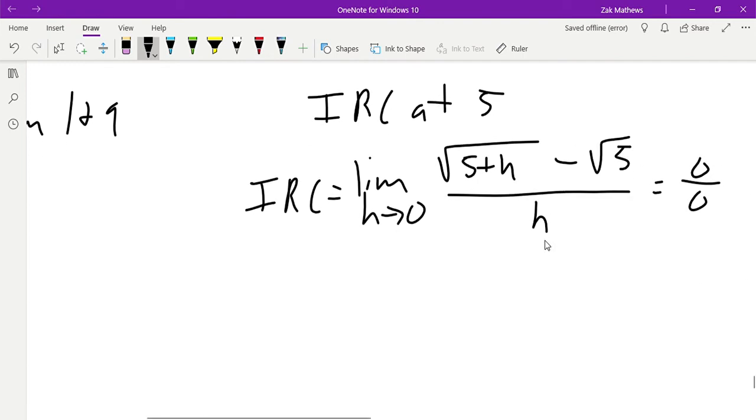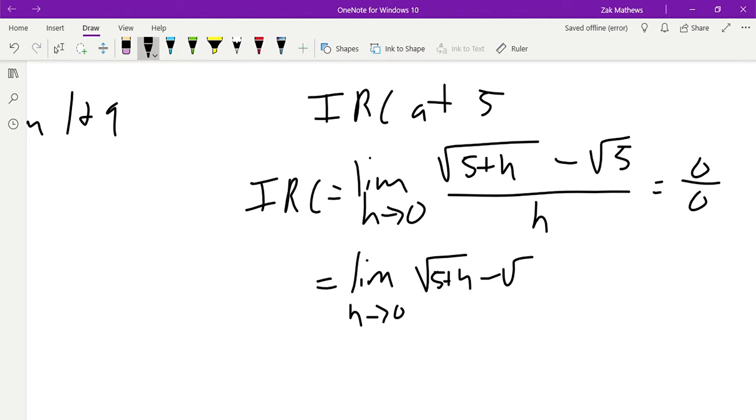And so for a problem like this, what we can do is we can always rationalize the numerator. Kind of our trick when we have square roots involved and we're getting 0 over 0, we want to multiply both top and bottom by the conjugate. And so I'm going to be multiplying my initial by the square root of 5 plus h plus the square root of 5.